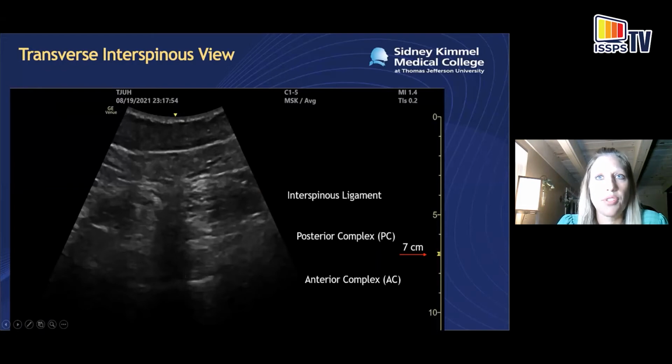We could see the transverse processes out onto the side, a little bit of the articular process, and then we can start to see the posterior complex coming into view and the anterior complex, which you're not always reliably going to see in obese patients, especially not the anterior complex, but you should be able to see some of the posterior complex in most patients from what I've found. And normally you could measure with calipers, but take note about the depth of the structures.